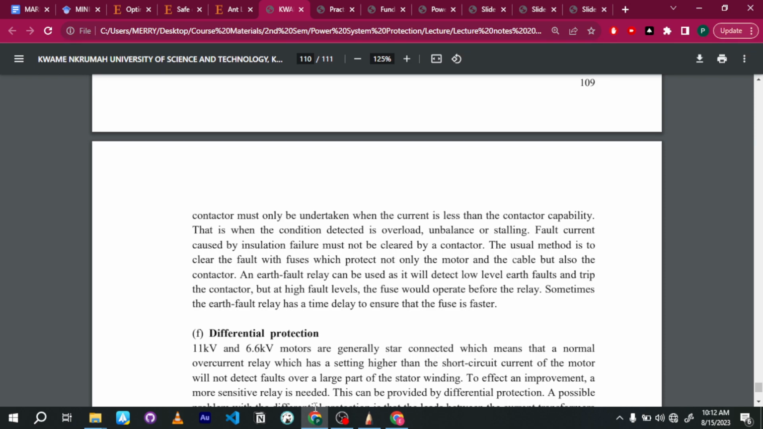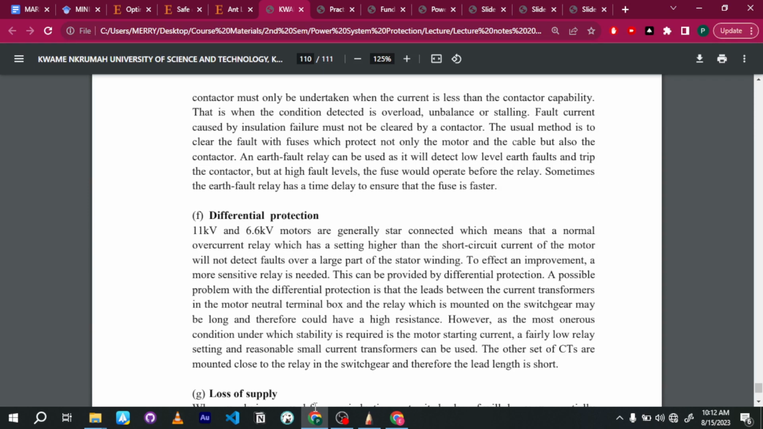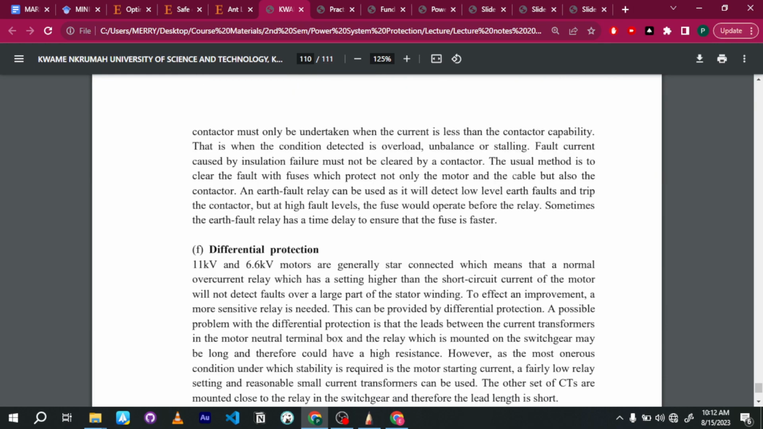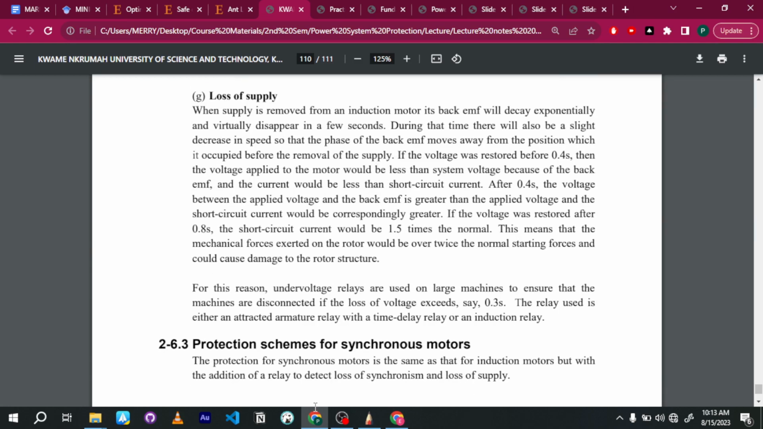So we use an earth fault relay for insulation failure. For serious faults, use differential protection. You understand. Loss of supply is basically the same: use under voltage relays for loss of supply.